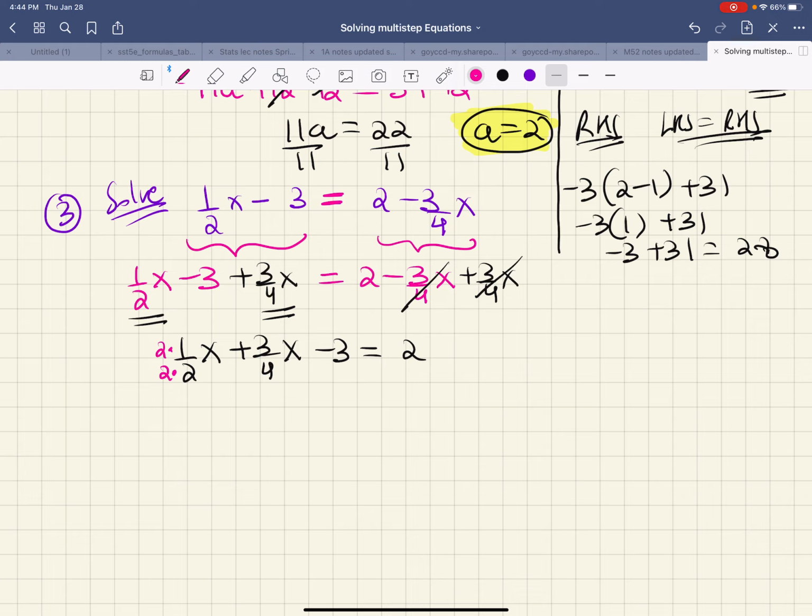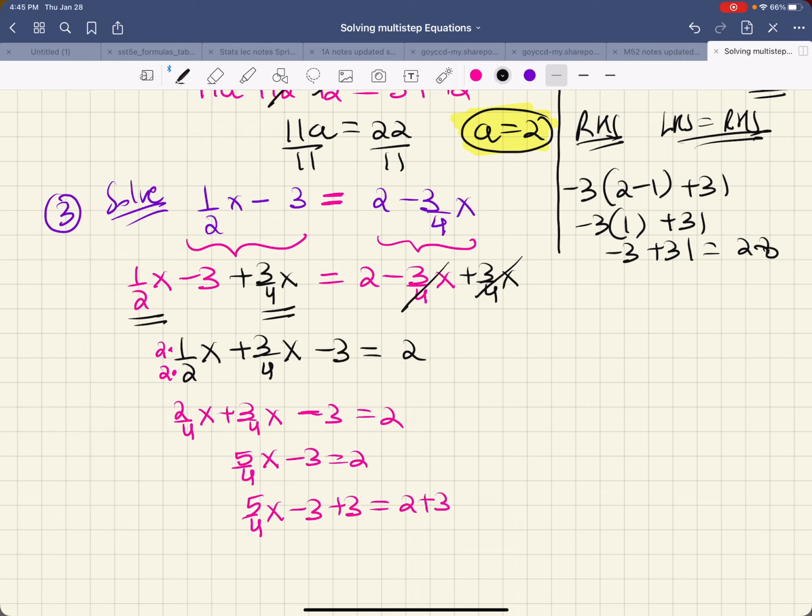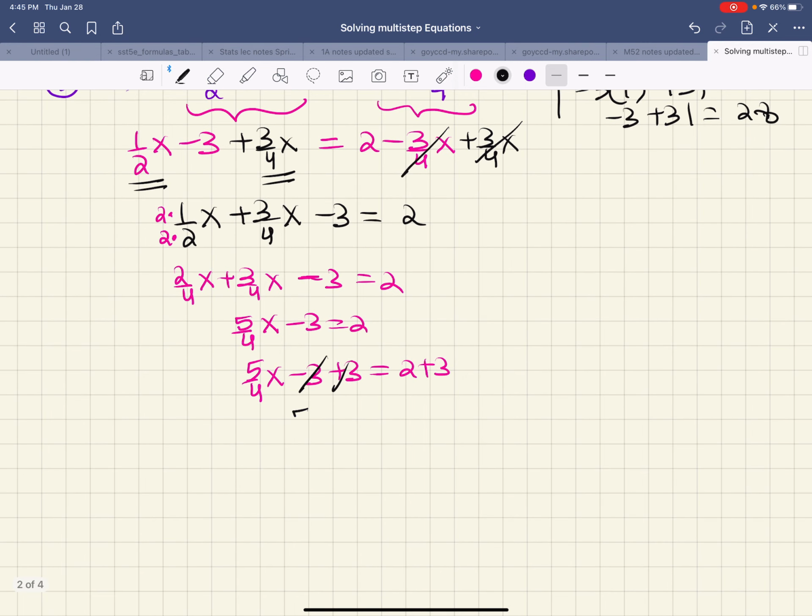So that will leave me with 2/4 x plus 3/4 x minus 3 equals 2. 2/4 x plus 3/4 x is 5/4 x minus 3 equal to 2. Okay, now we want that negative 3 to go away. To undo the subtraction of 3, we have to add 3 to both sides. So 5/4 x minus 3 plus 3 equals 2 plus 3. That will leave me with 5/4 x equals 5.